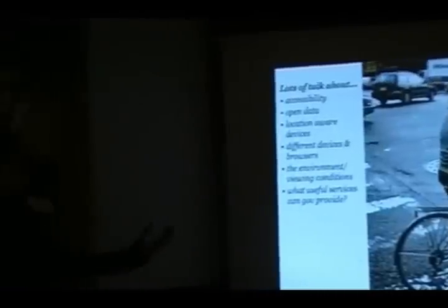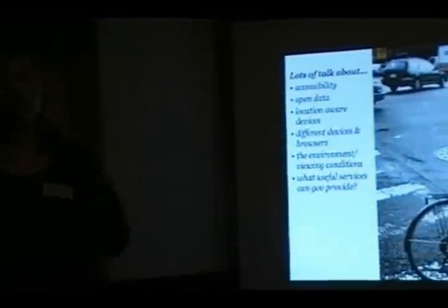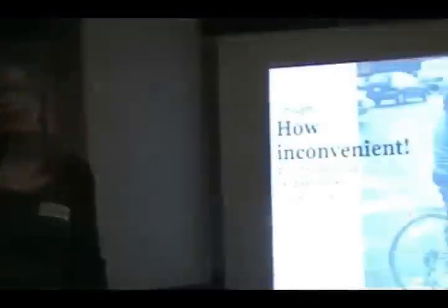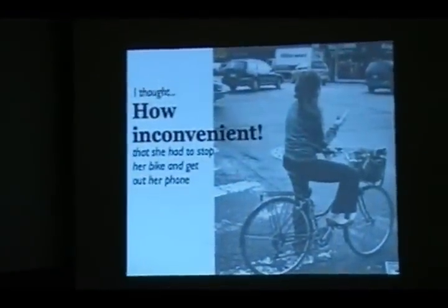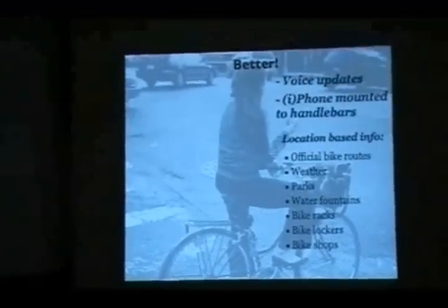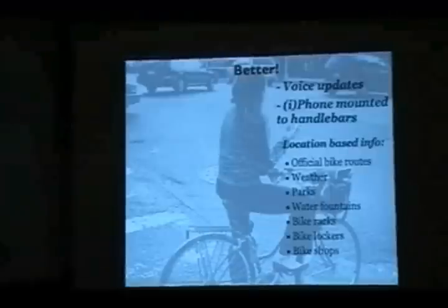And someone put up this slide, and they were talking about the light reflecting in her phone, and I was just thinking how inconvenient that she had to stop her bike and get out her mobile phone and click buttons. Wouldn't it be much more useful if, while she's riding her bike, she could receive voice updates and have an iPhone mounted to her handlebars with the maps on, giving her useful information while she's riding around, like official bike routes, and where the water fountains are, because she's really thirsty from riding around for hours.